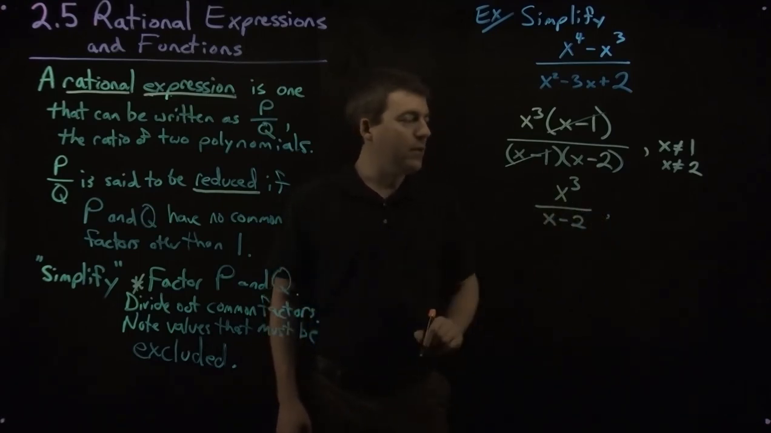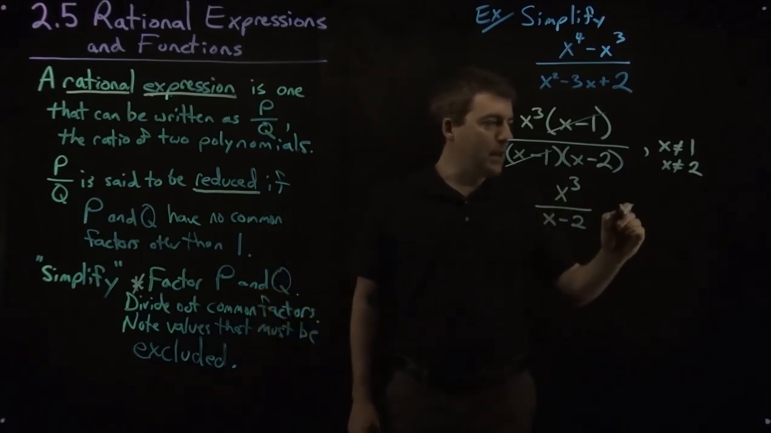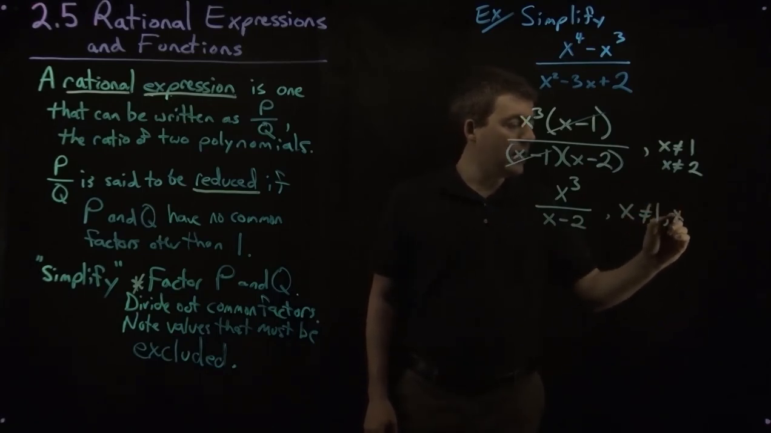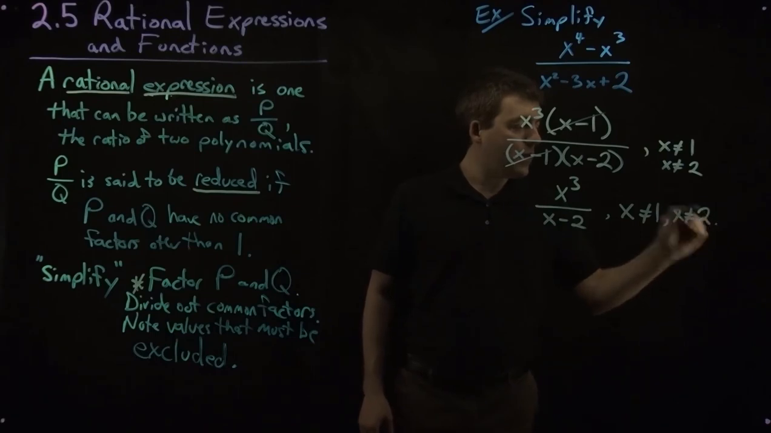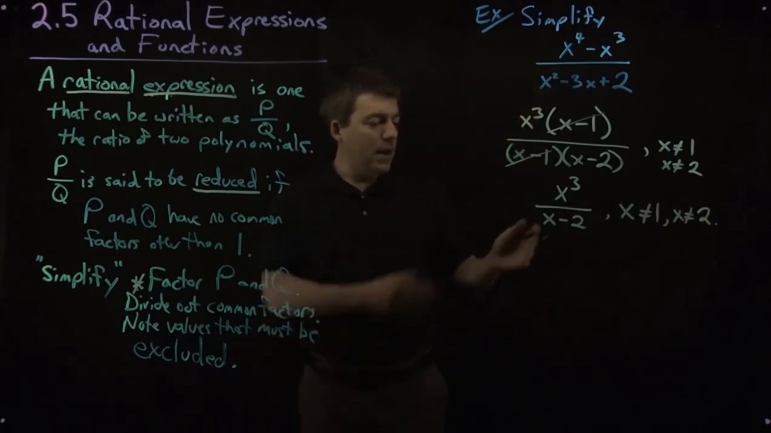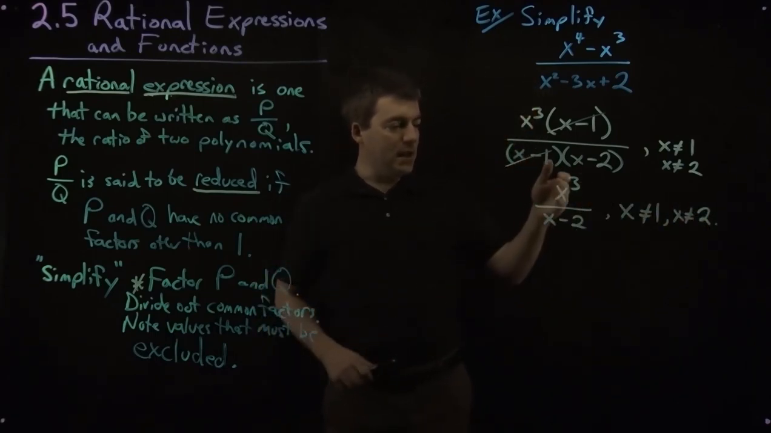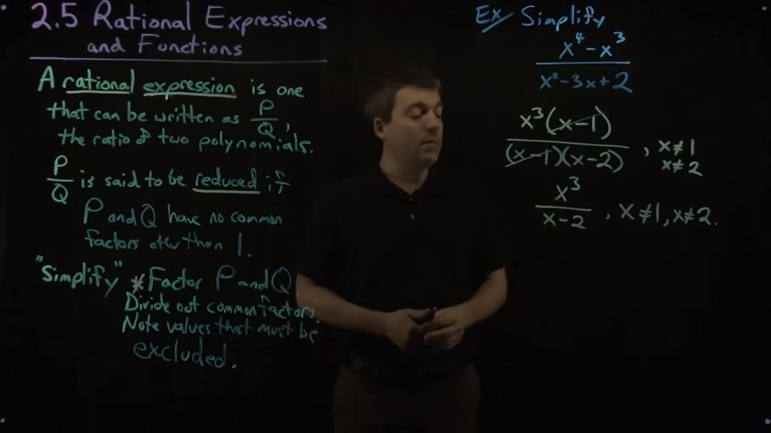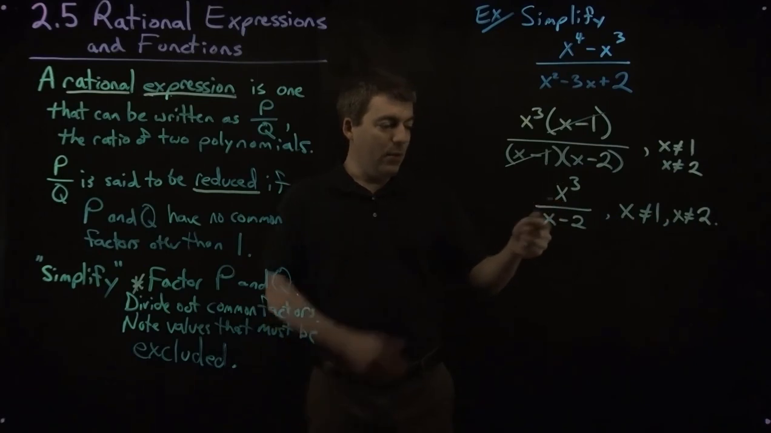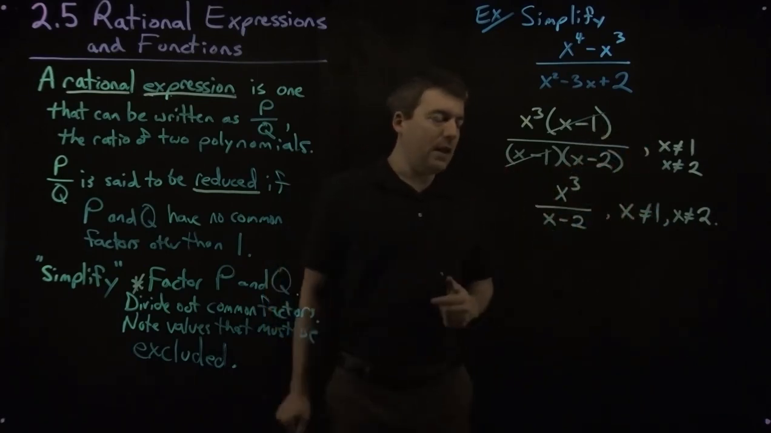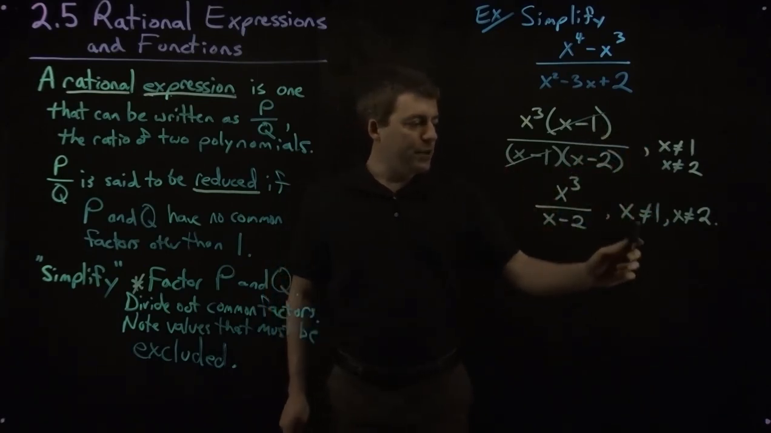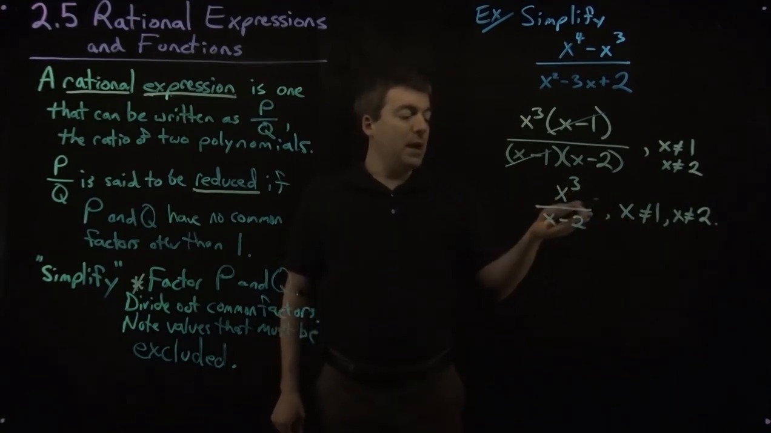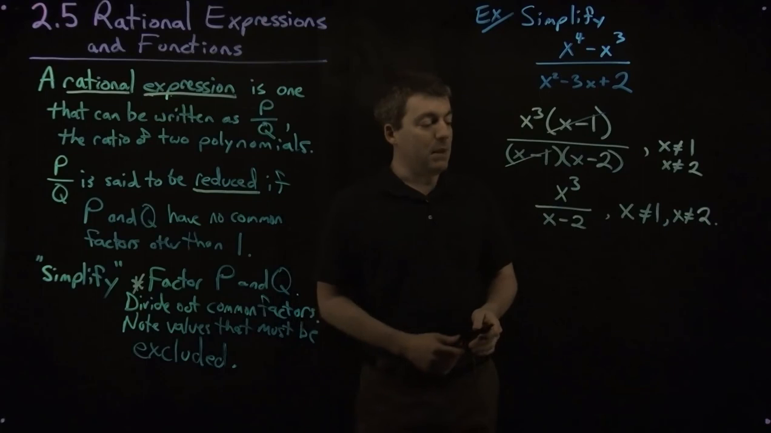Then we include the domain restriction: x cannot be 1, x cannot be 2. Now this is simplified because the x cubed and the x minus 2 have no common factors other than 1. Whatever this was a part of, we can then use this factored expression along with the restriction on the domain, essentially the values of x that can be plugged in.